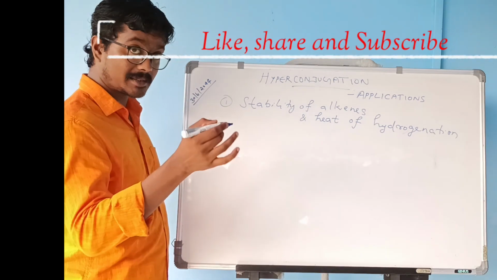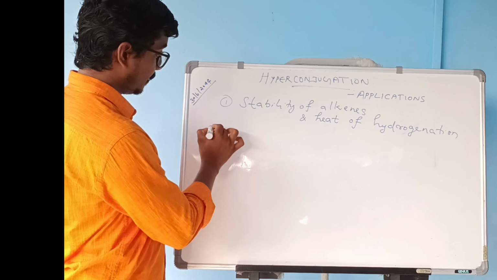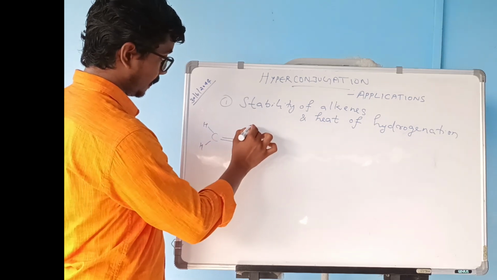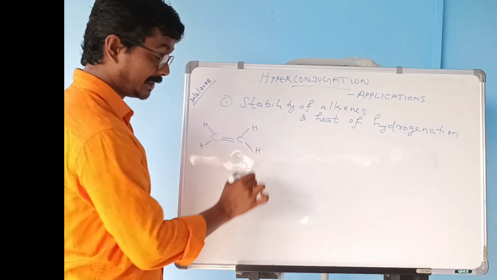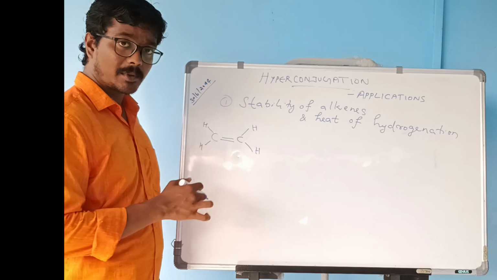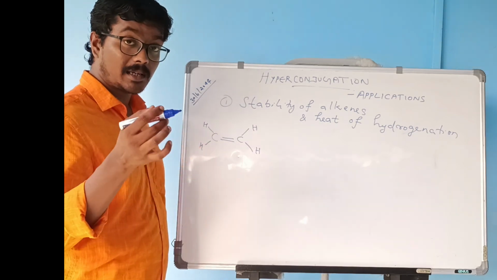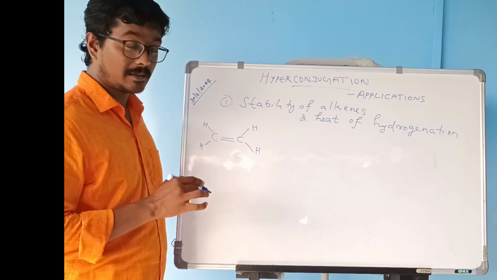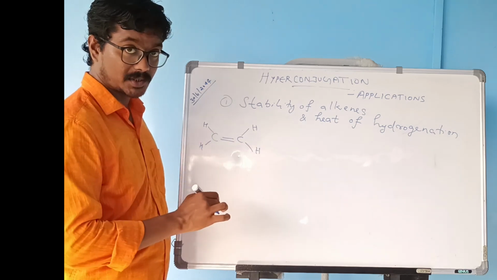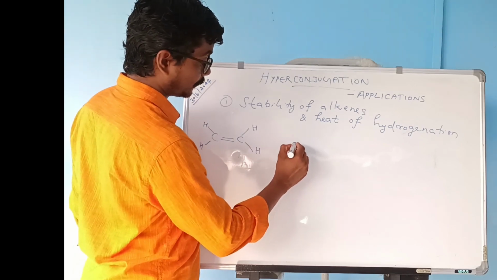So, let us consider this example. See, this is ethene, right? So, whether hyperconjugation is possible here? No, because there is no alpha carbon and no alpha hydrogen. Only the double bond is there. No hyperconjugation is possible.